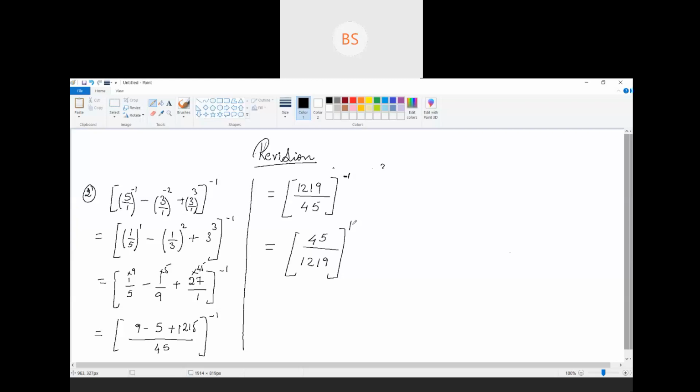Ma'am, 1219 upon 45? No, we have to take the reciprocal. Minus 1 is there, so we have to make it positive. So it becomes 45 upon 1219. Ma'am, reciprocal of 1219 upon 45. Yes, correct. Reciprocal you have to take.